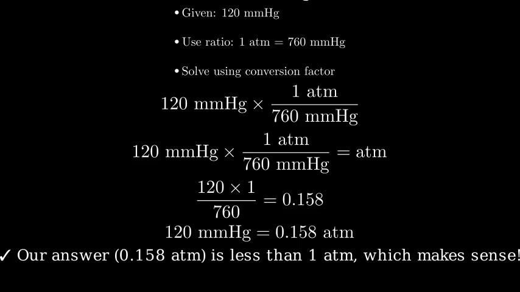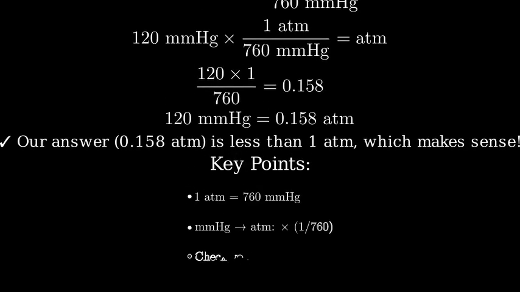Let's summarize what we've learned. 1. The key conversion is 1 atmosphere equals 760 millimeters of mercury. 2. To convert from millimeters of mercury to atmospheres, multiply by 1 over 760. Always check that your answer makes sense relative to these standard values. Remember, in medicine and science, you'll often need to convert between these units, so practice until you're comfortable with these conversions.